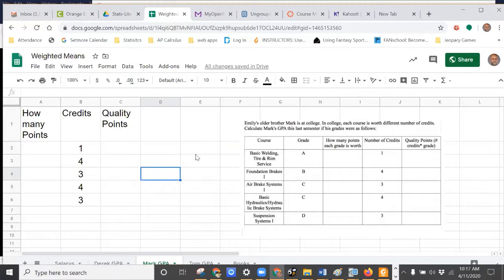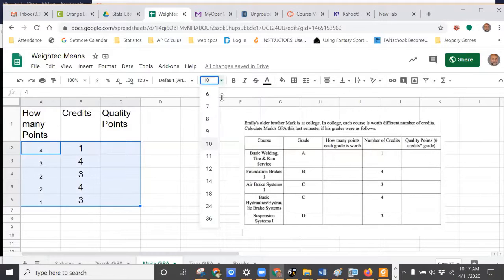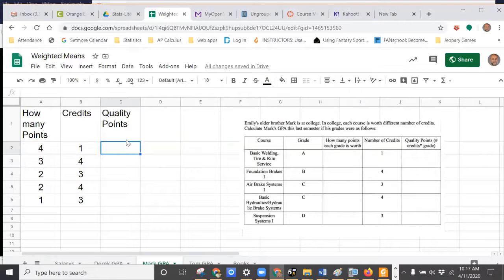Well, Emily knows Mark earned an A in that course, so that's worth 4. He earned a B in foundation of brakes, that's 3. Then he got 2 C's, and those are both worth 2. Then he got a D in suspension systems, so that's only worth 1 point. At least he didn't fail anything. Let me make this font a little bigger. So then quality points. How do we do the quality points?